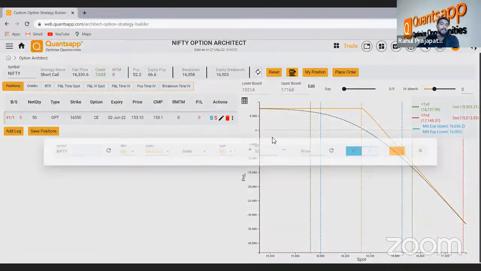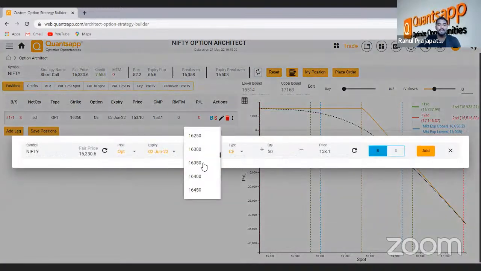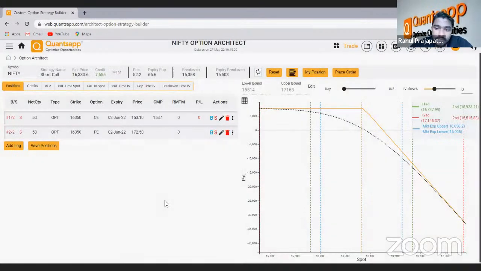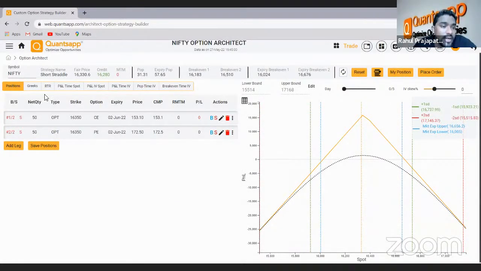So I'll add another leg. I'll go and sell a put option also. Fine. So what I did, I created a short straddle. I have created a short straddle. Okay, I'll just save this position.